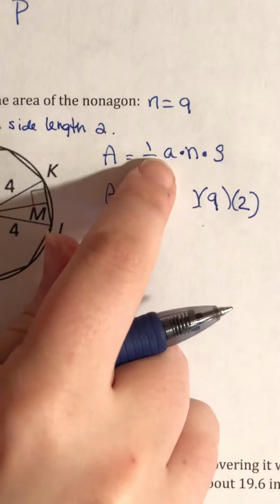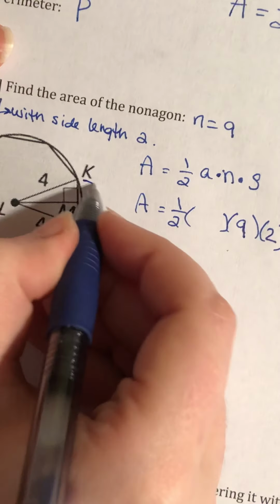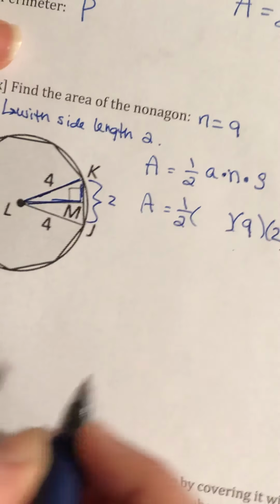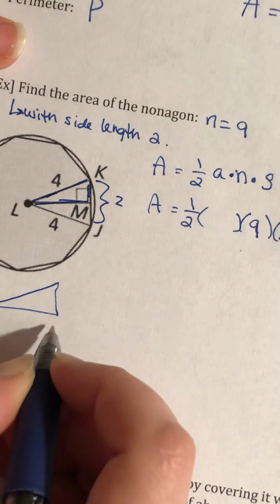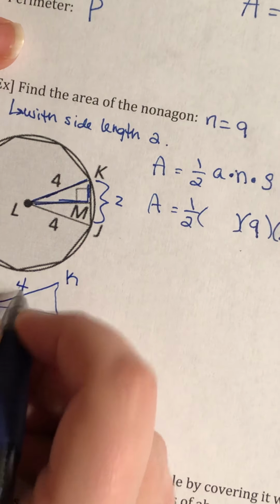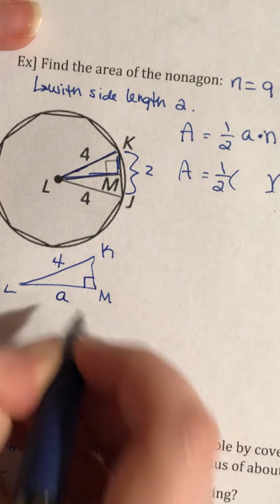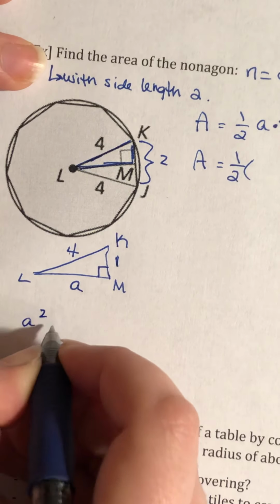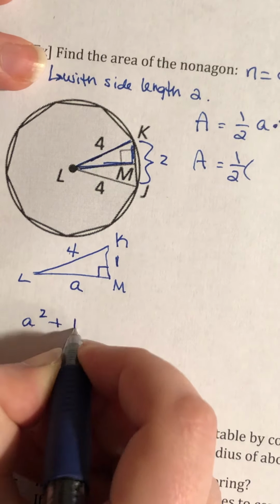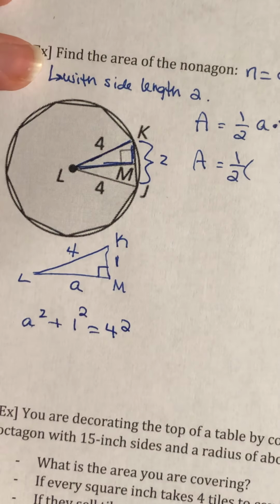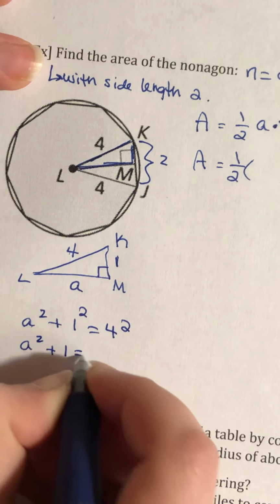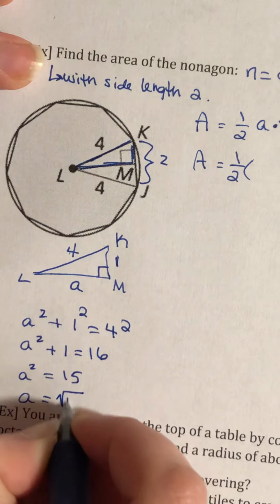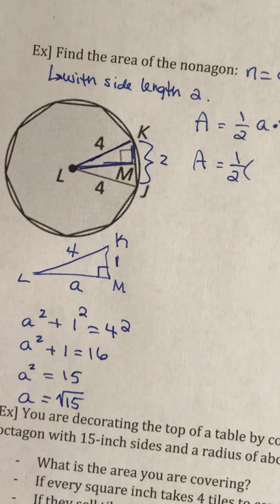So what's the apothem? Well, this whole thing is 2. Which means if I zero in on this right triangle, the radius is 4. I want to find the apothem, and the other leg is going to be 1. It's going to be half the side length. So a squared plus 1 squared equals 4 squared. A squared plus 1 equals 16. A squared equals 15. A equals the square root of 15.